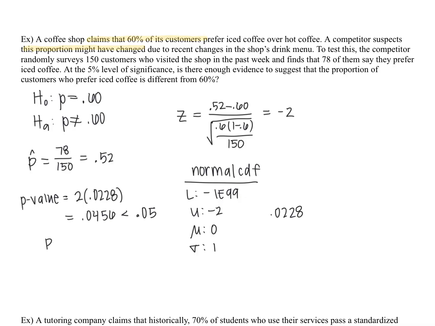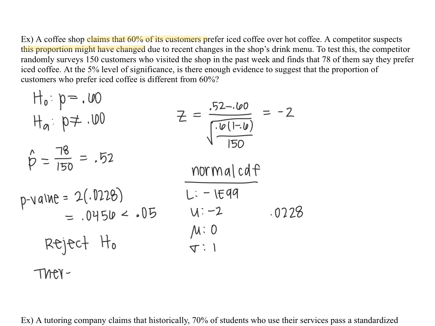So I am still rejecting my null hypothesis. It hasn't changed my conclusion, but for other problems, that test statistic might give you a probability that when doubled is high enough to then change your conclusion. So you have to remember, when the alternative hypothesis does not equal, double the probability you get after normal CDF.